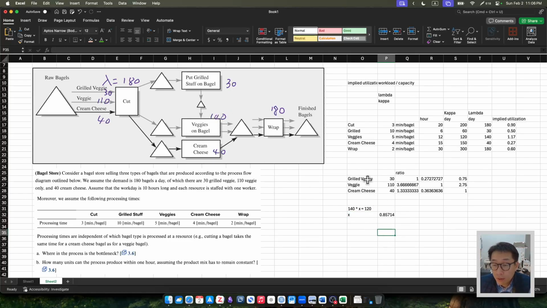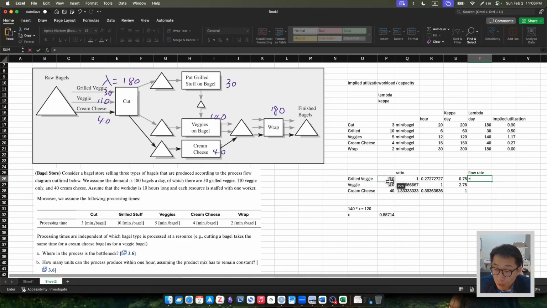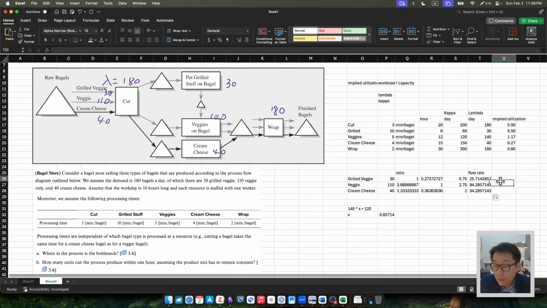on bagel. So for this one here, your flow rate, because we want to maintain this particular ratio, our actual flow rate, given we can only fulfill this much because of the bottleneck in veggies on bagel, is going to be 30 multiplied by this percentage. I'm going to static reference this, and then apply the same percentage to all of these. I think you can't really make a fraction of a donut. So in that case, I will take the floor, which is the integer, not the next integer but the previous integer, which is 25 here.